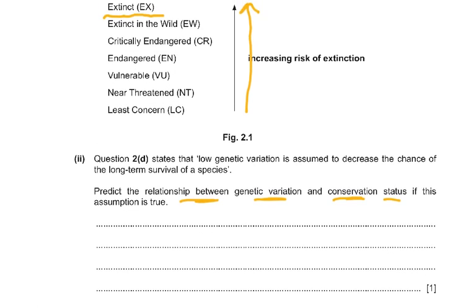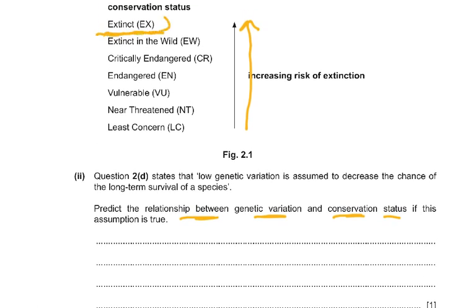You see what was happening here. The ones which are getting extinct are because there are only a few left, maybe 10 or 20 left of a certain species, and there is very little genetic variation amongst them. So the lower the genetic variation, the higher the risk of extinction or the higher the conservation status. It goes up here like this. This is higher. So lower genetic variation means higher conservation status or higher vulnerability, or you could have said higher risk of extinction.